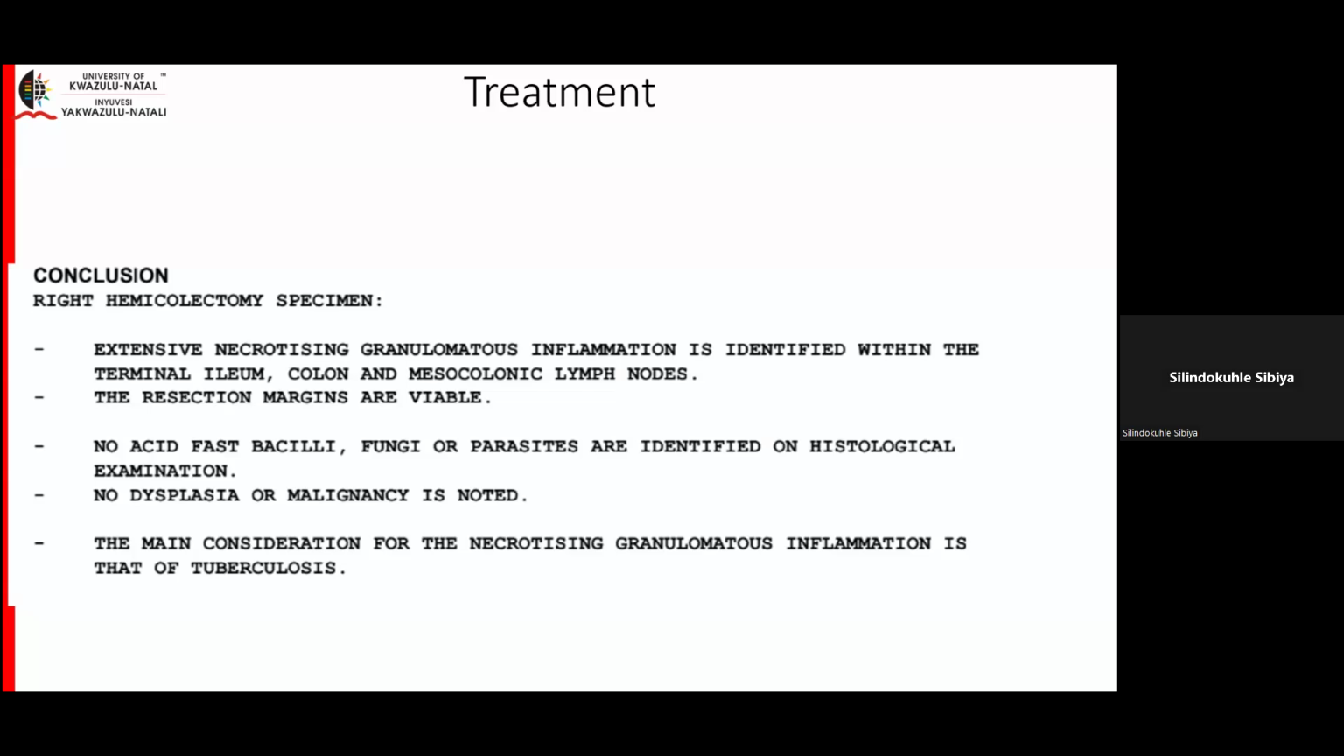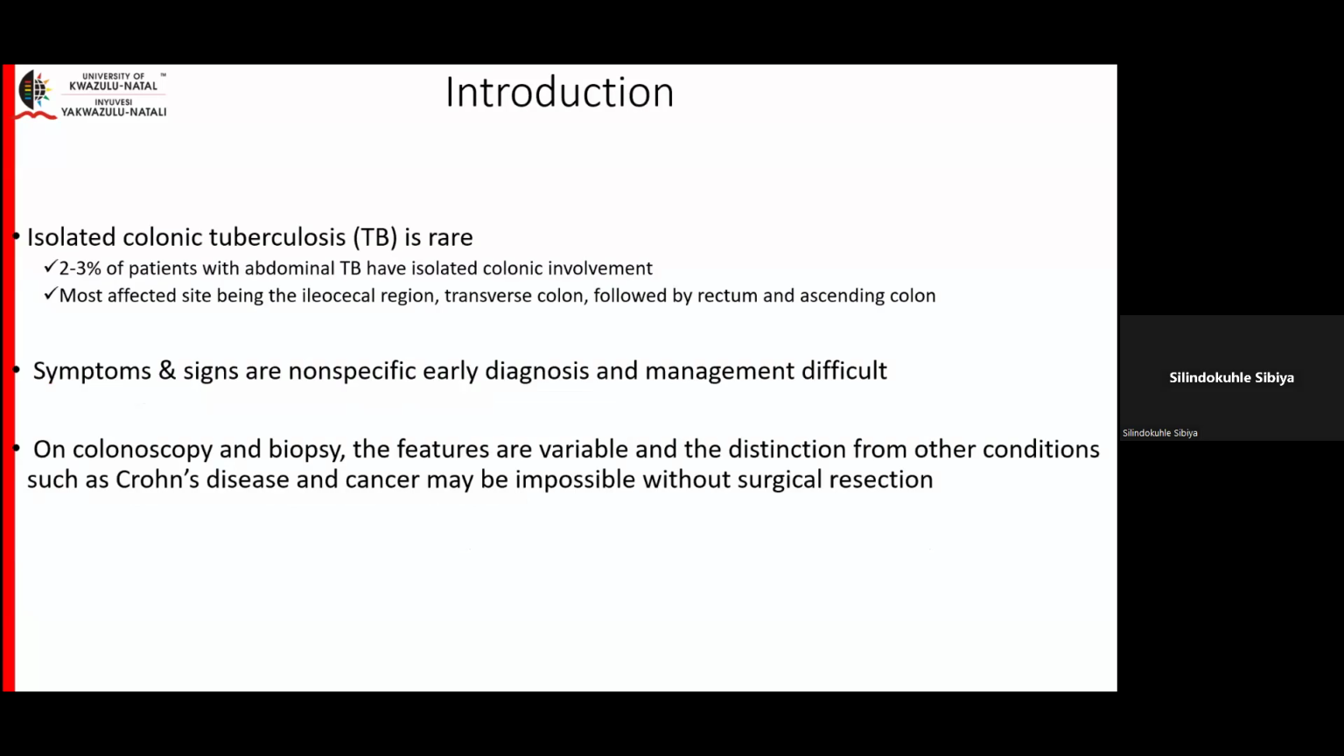The main consideration for this necrotizing granulomatous inflammation was that of tuberculosis. So isolated colonic tuberculosis is rare. It's 2 to 3% of patients with abdominal TB who have isolated colonic involvement. The most affected sites being the ileocecal region, the transverse colon, followed by the rectum and ascending colon. Symptoms and signs are non-specific, and early diagnosis and management is difficult.